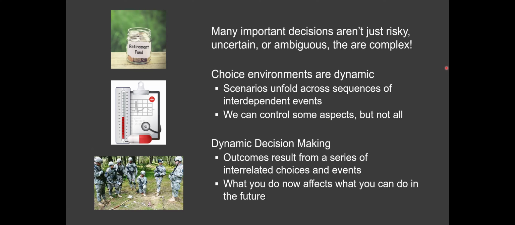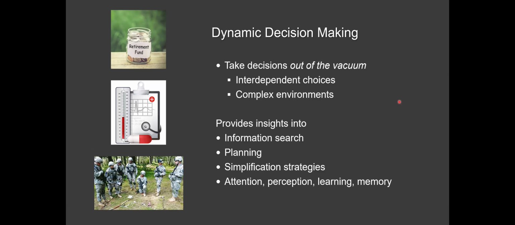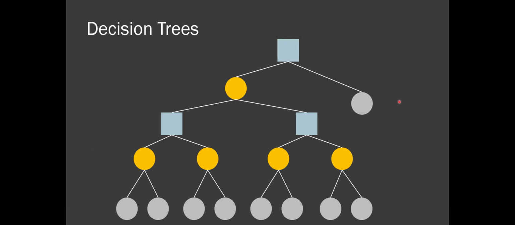And I'll define dynamic decision making as a situation where the outcomes that we receive come from a series of interrelated choices and events. And an important feature of this type of problem is that what you do now will affect what you can do in the future. So with dynamic decision-making research, we're trying to take decisions out of the vacuum, so to speak, looking at interdependent choices in these complex environments. And what's nice about this is that it gives us new insights into things like how people search for information, how they plan ahead, and what sort of simplification strategies they might be using.